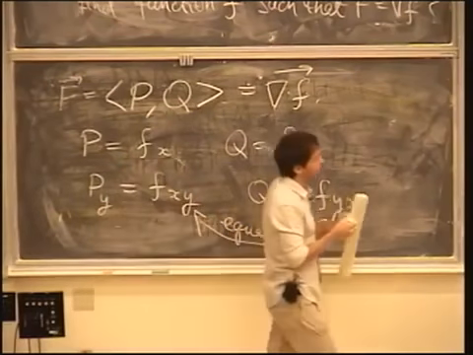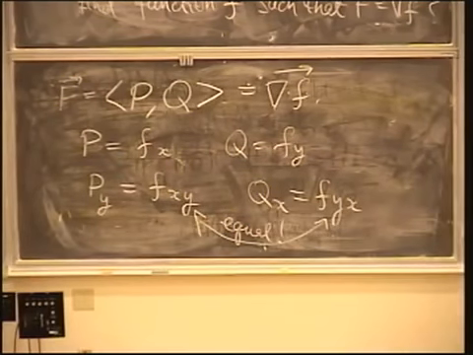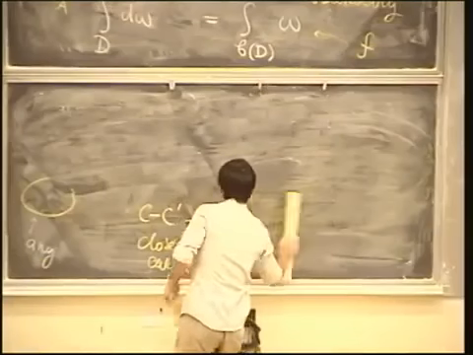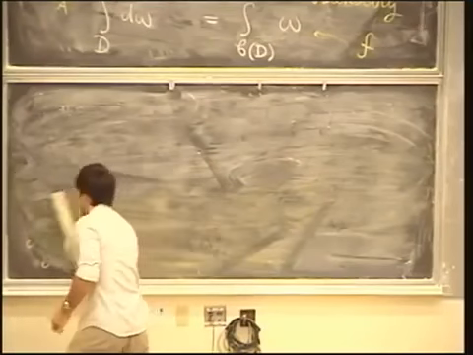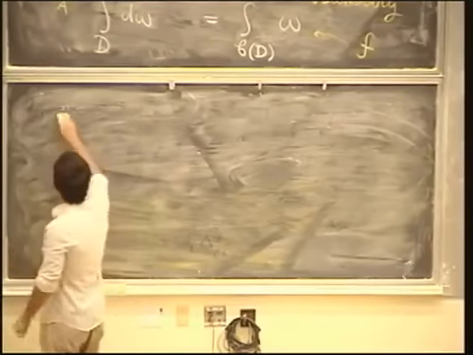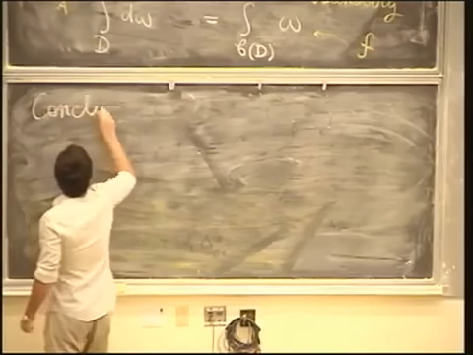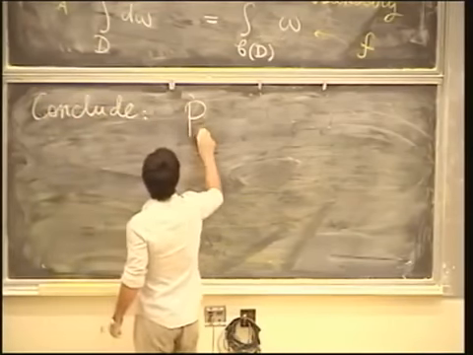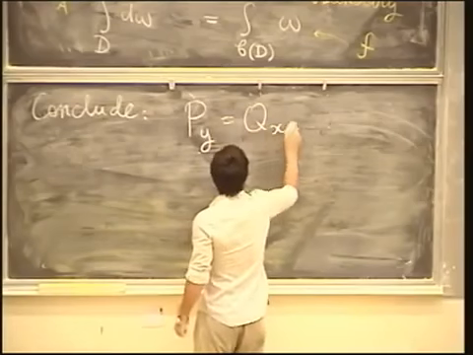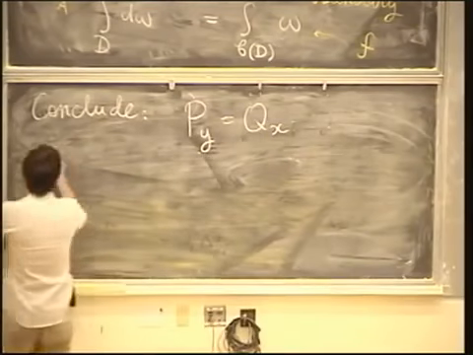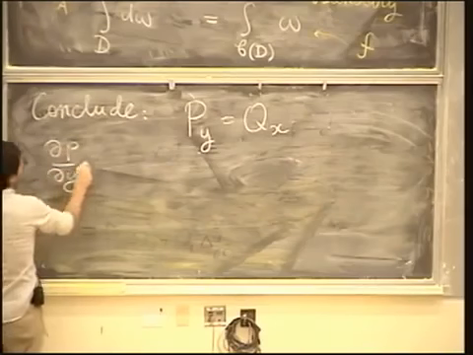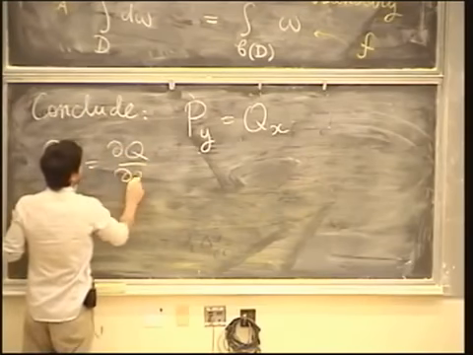So that's very simple. So we conclude that in this case, p sub y is equal to q sub x. Or if you will, dP/dy is equal to dQ/dx.